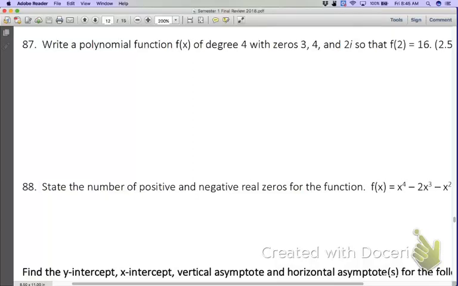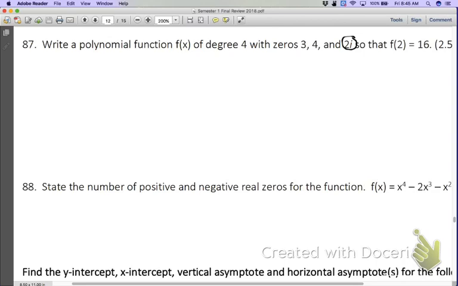All right, so the only difference between 87 and 86 is that one has a degree of 4. Okay? They give you 3 zeros, right? But one of those zeros is imaginary. Okay? So we're still going to do everything the same way. All right? We still need to figure out what our values are.